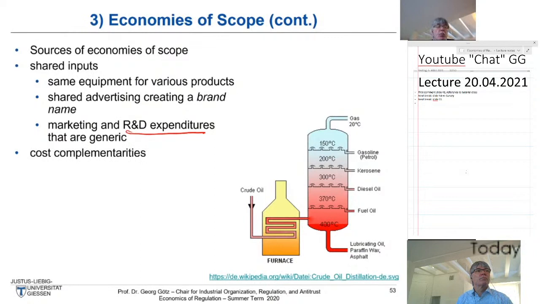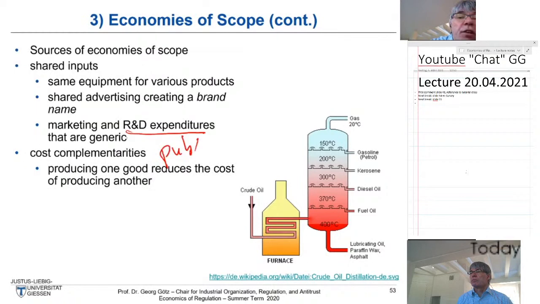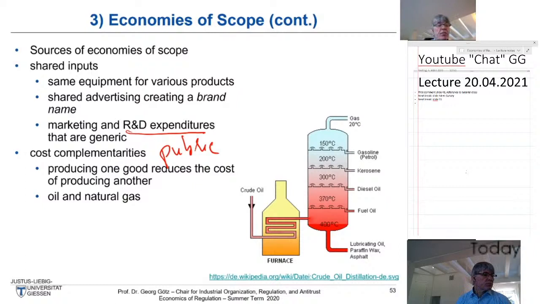Cost complementarities are more related in a sense to the public inputs we just had. Producing one good reduces the cost of producing another, oil and natural gas, for instance. If you see these oil wells, or in former times you could fly over the Arabian Peninsula, what you see there is that they burn all the natural gas which comes out of the ground once they dig for oil. So you typically get oil and natural gas together, and if natural gas is sufficiently expensive and if you care for CO2 emissions, you probably wouldn't just burn the natural gas but try to capture it and then sell it. This is a little like a cost complementarity, but the interesting thing here, that's why I use this illustration, is crude oil.